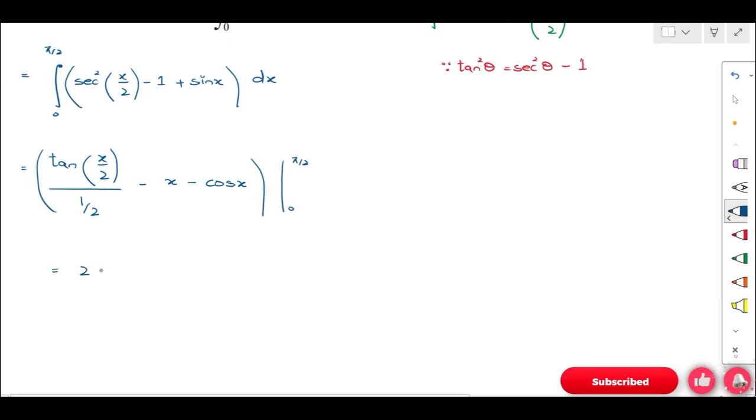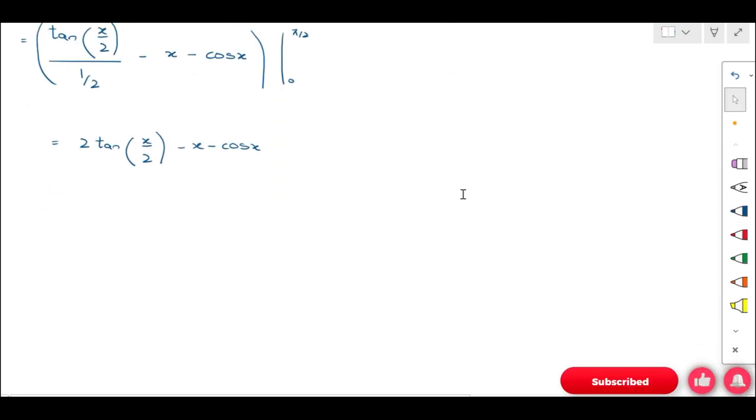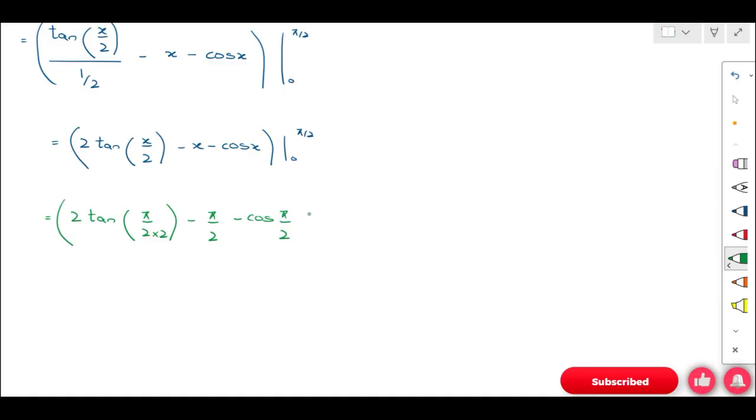Further simplification, this is 2 times tangent x by 2 minus x minus cos x. We need to find the exact value, right? Yeah, the exact value. Let me put the limits from 0 to pi by 2, substitute the upper limit. So this becomes 2 tangent of pi by 2 and multiply by this 2 minus pi by 2 minus cos of pi by 2. This is the upper limit. Subtract the lower limit, which is 2 tangent 0 by 2 is 0 minus cos of 0.